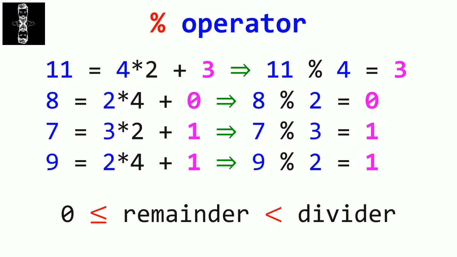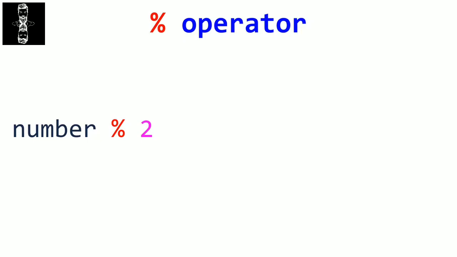The remainder is useful, for example, to determine if a number is even or odd. Because if a number modulus 2 returns 0, it means that the number is even, and if it returns 1, it means that the number is odd.